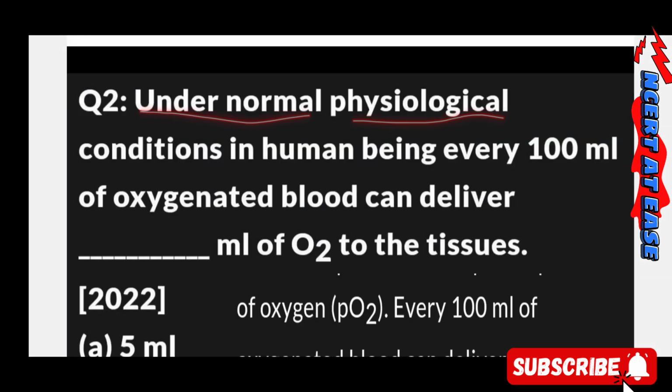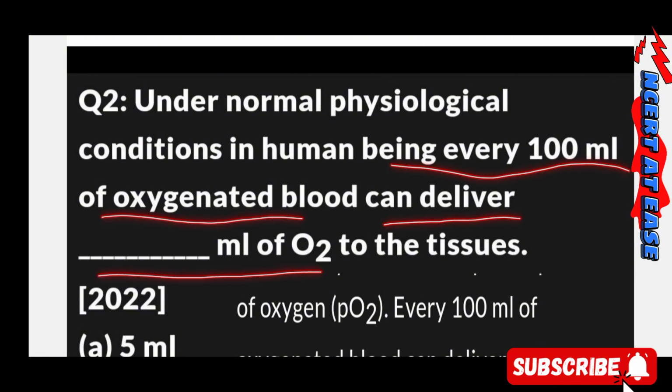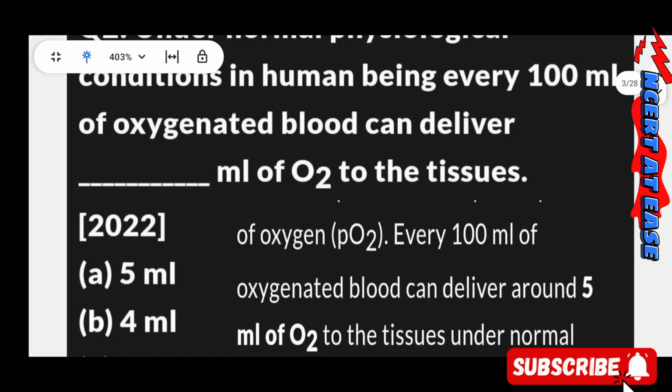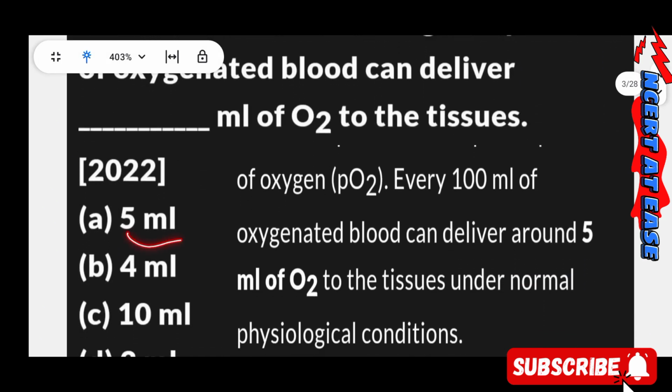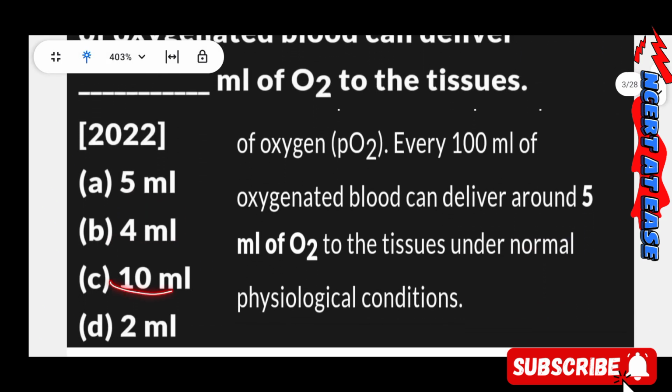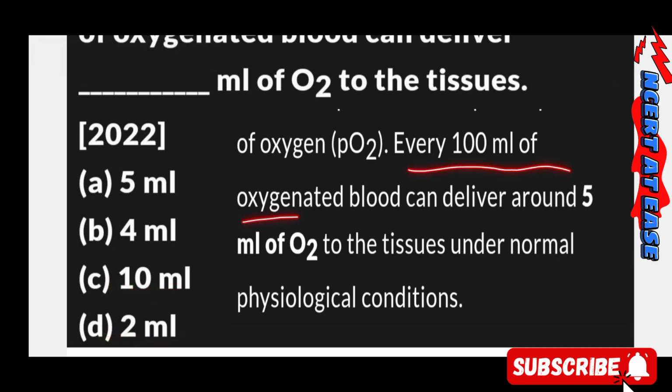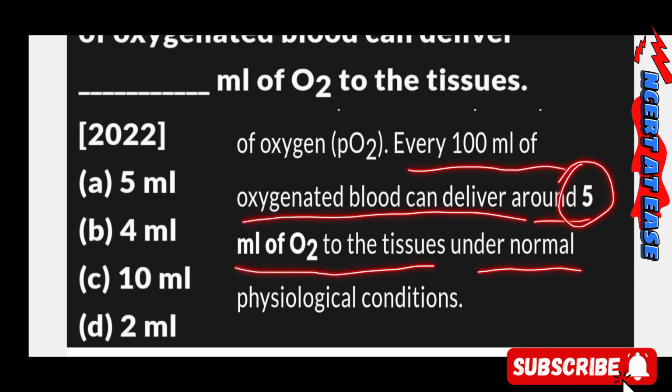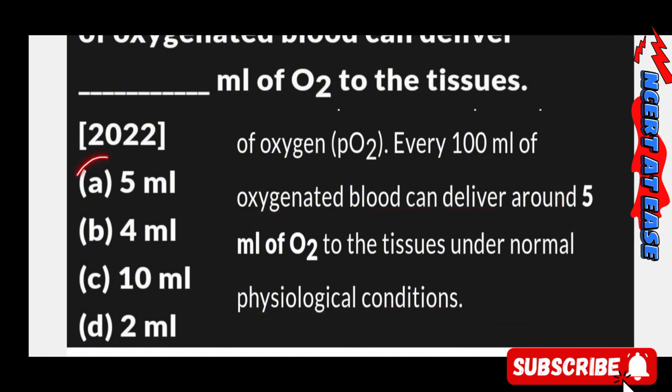Under normal physiological condition, in human beings, every 100 ml of oxygenated blood can deliver dash ml of oxygen to the tissue. 5 ml, 4 ml, 10 ml, 2 ml. Every 100 ml of oxygenated blood can deliver around 5 ml of O2 to the tissue under normal physiological conditions. Option A, 5 ml is the correct answer.